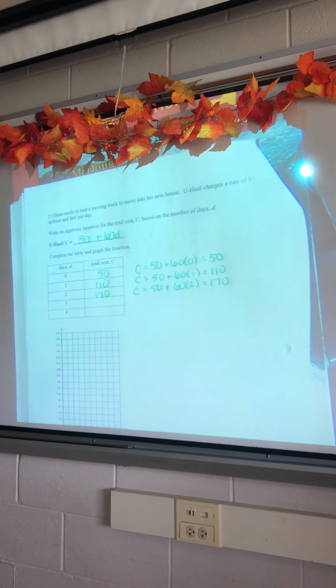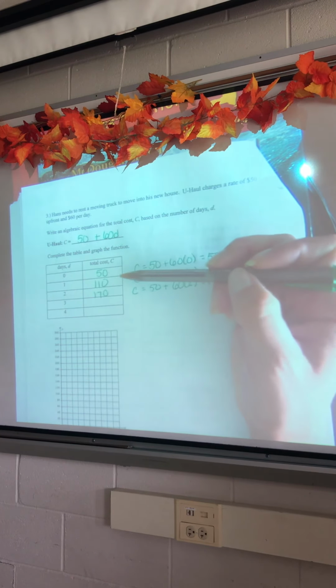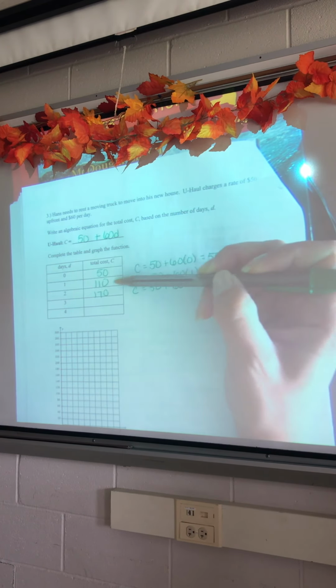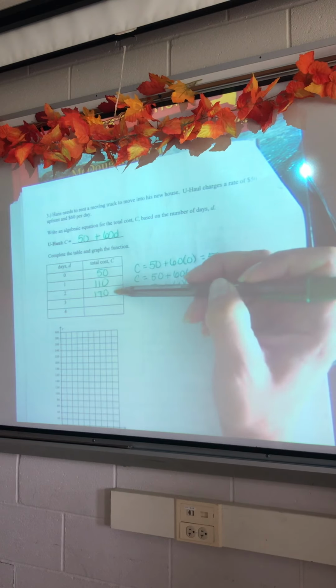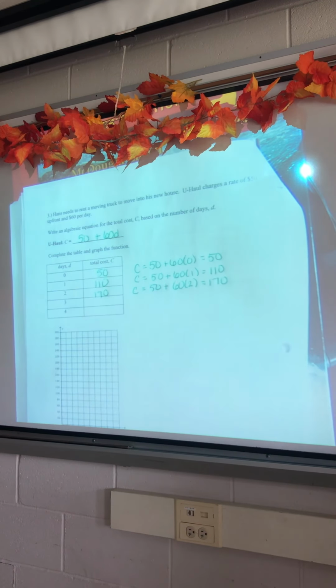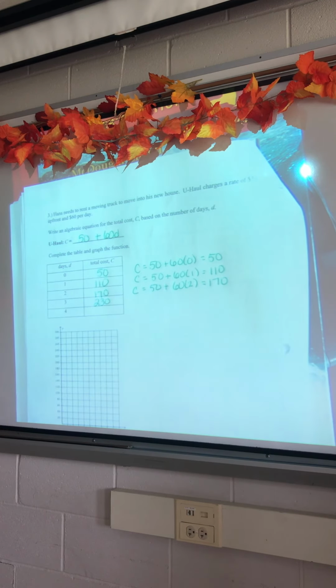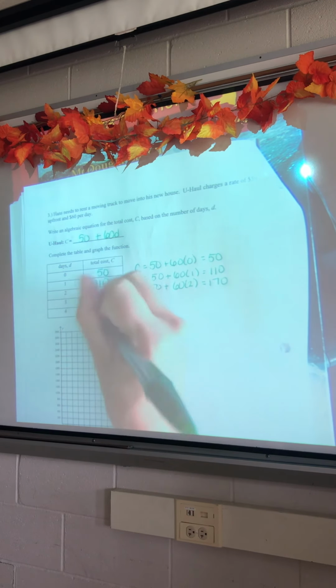So at this point, you might be noticing a pattern. So what's happening each time, because we said that our linear equations or our linear functions increase at a constant. So the constant means the same amount. So each time my total cost was going up by 60. And for a linear function, that will continue to happen. So if I increase 170 by 60, I would get 230. If I increase 230 by 60, I would get 290.